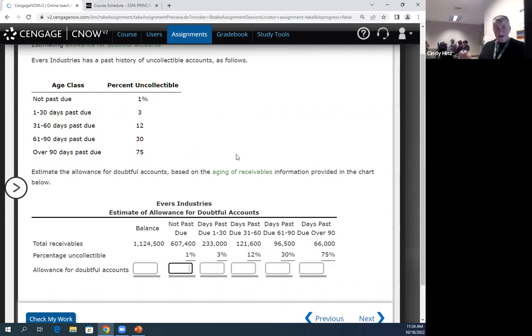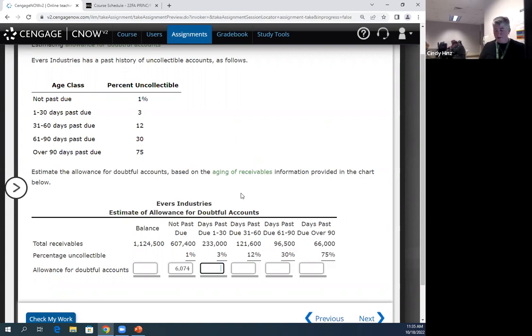So in the category not yet past due, we have $607,400 total that our customers owe us, and it's not even due yet. Of that amount, we think 1% is going to be eventually uncollectible. 1% times $607,400 is $6,074. Okay, so of the not yet past due accounts, we think $6,074 might be uncollectible.